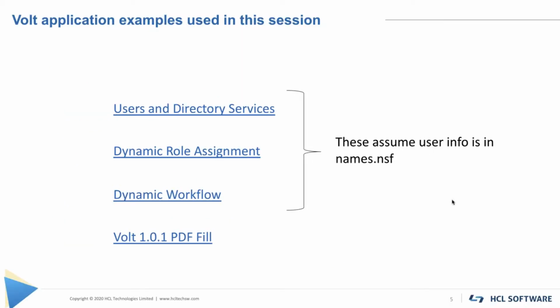First off, there is a file which you can find in the notes on the right in this meeting, and it's a PDF. These charts are in there, and these links will take you to different files which I'm going to demo today. So these are Volt applications which we're going to take a look at. The first three assume that there's information in the directory names.nsf. We're going to look up information about people and do some things with workflow.